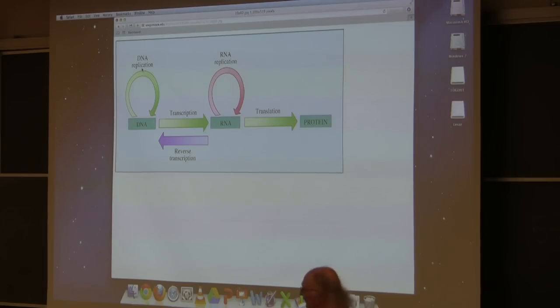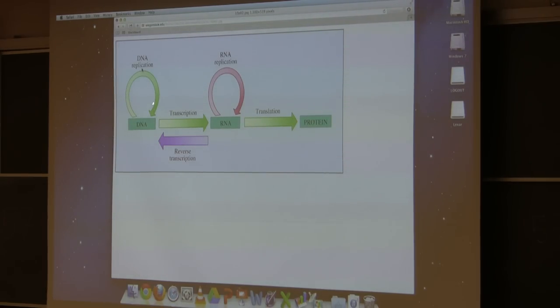The central dogma is depicted on the screen, and it basically says the following. It says DNA codes for RNA, codes for protein. It says that information flows from DNA to RNA to protein. That was proposed long ago, actually back in the 60s, not too long after the structure of DNA was recognized.